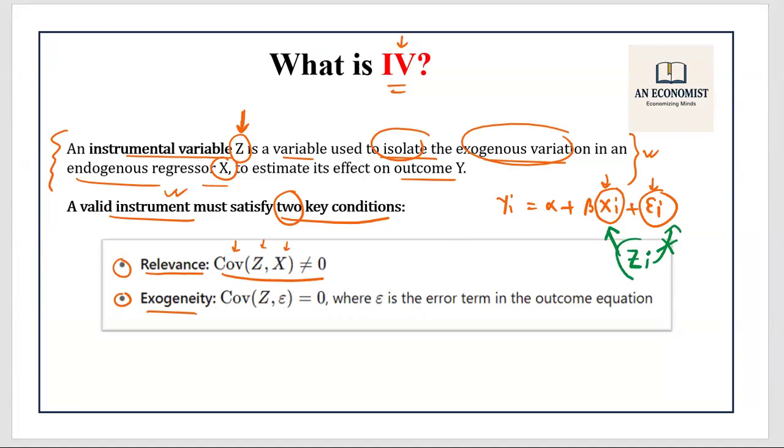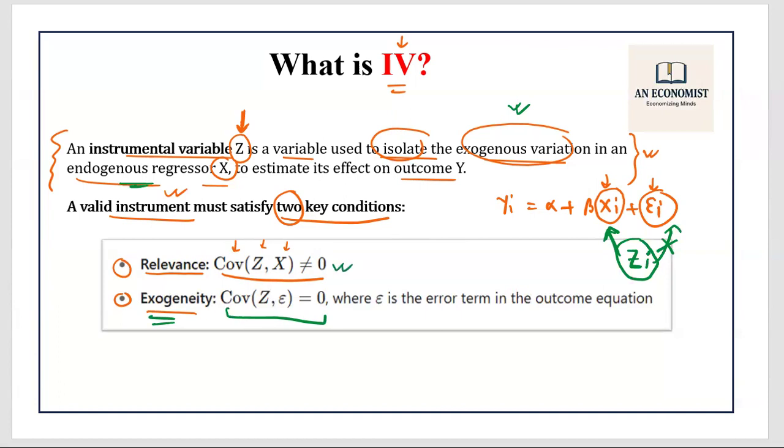For Zi to be an instrumental variable, we need that Zi itself is an exogenous variable. The exogeneity property has to be satisfied. So covariance of Zi and epsilon i has to be equal to 0. But there should be a strong positive correlation, a very strong correlation between xi and zi. That will help us to find out the exogenous variation of the endogenous regressor x.